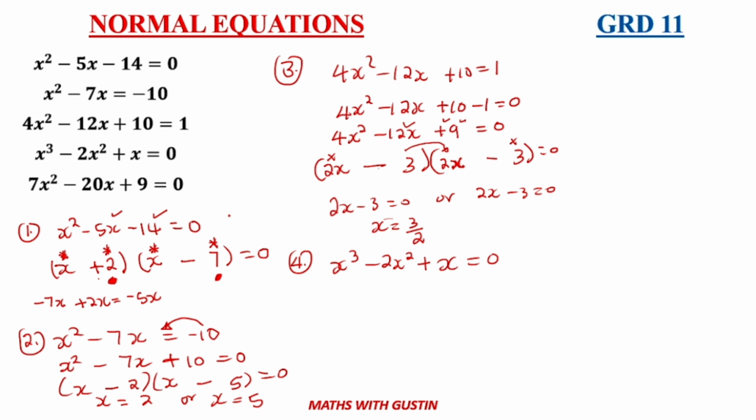Number 4, as you can see here, you have x cubed minus 2x squared plus x. In this case, don't forget what we did in grade 10. Don't forget, you take out a common factor. You see we've got x there, x here, x here. So now we must take out a common factor of x. We're going to be left with x squared, and when we take out another, we're going to be left with minus 2x plus 1.